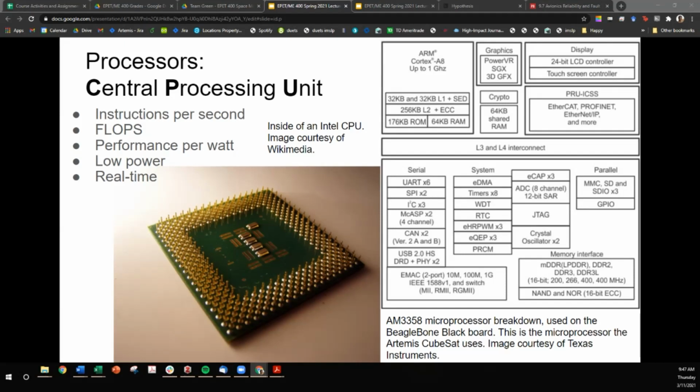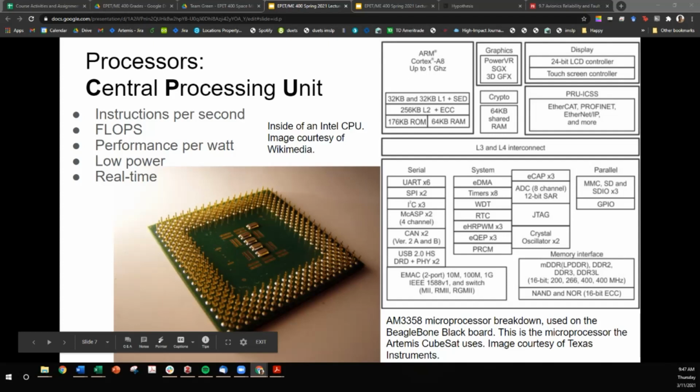You can characterize a CPU by its instructions per second, its flops, its performance per watt, its low power energy state, and its real-time operating system. On the bottom left, you'll see what a CPU looks like if you take its casing off. It's this conglomeration of a ton of very, very tiny transistors that offer logic. On the right, you'll see an integrated processor. Here is a microprocessor that's used on the BeagleBone Black board.